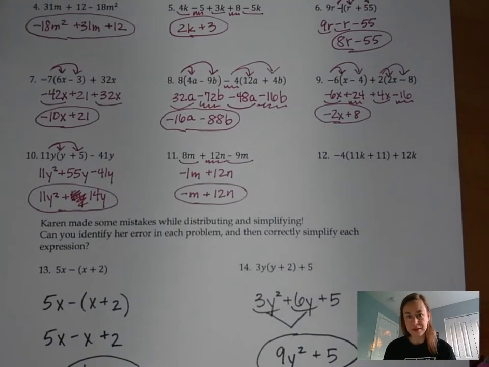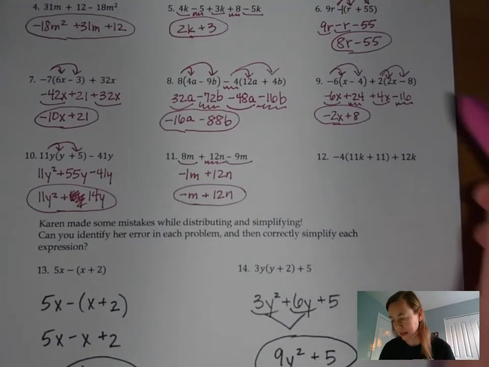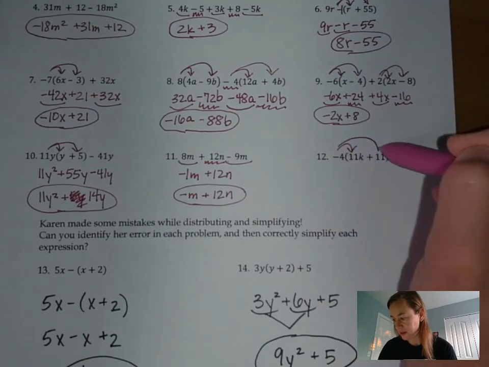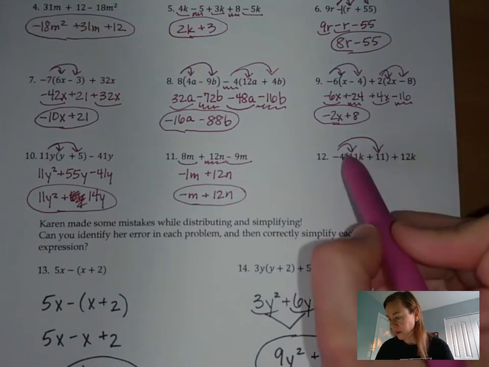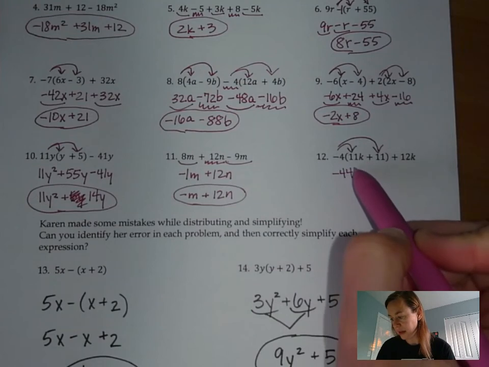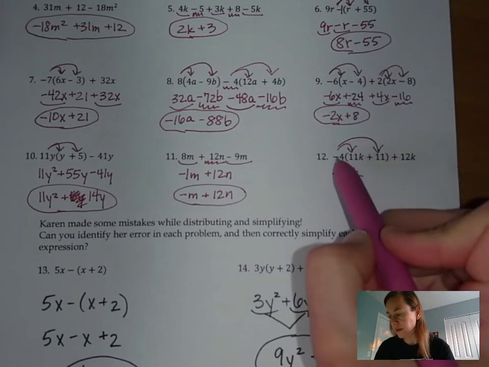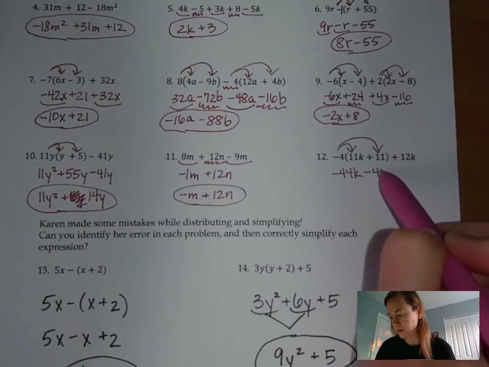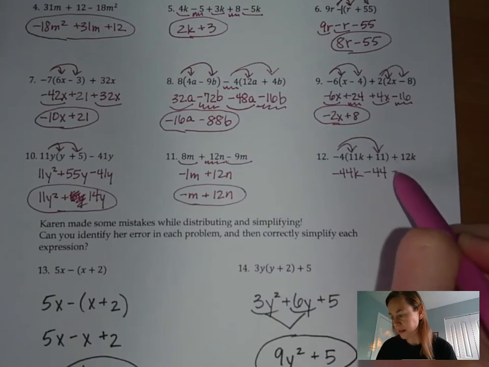Going on to number 12. We have some distributing again here. So -4 times 11k and -4 times 11. So -4 times 11k here is going to be -44k. And then we just have the 1k there. And now -4 times +11 is -44. And then we just bring down the plus 12k.